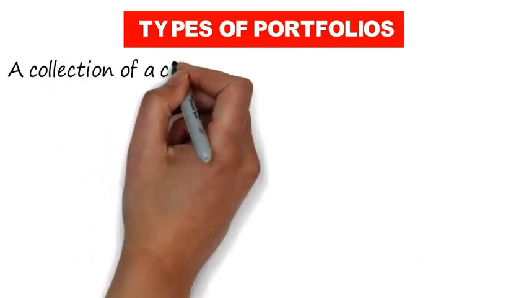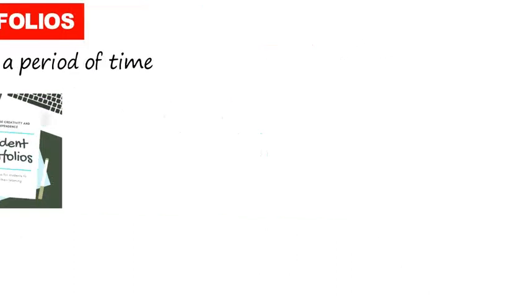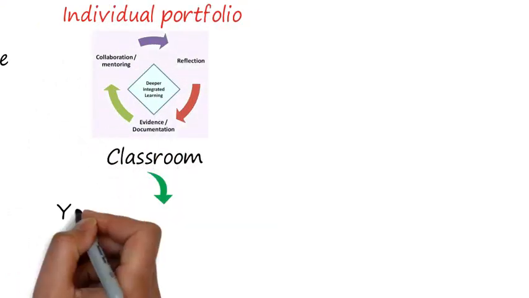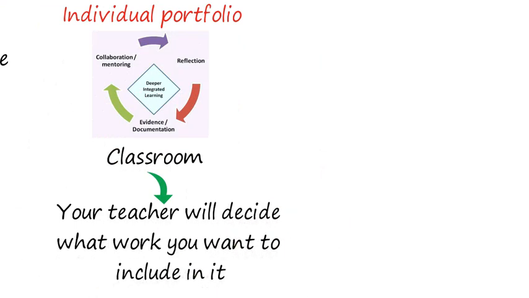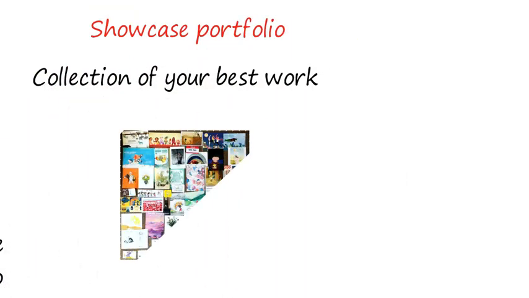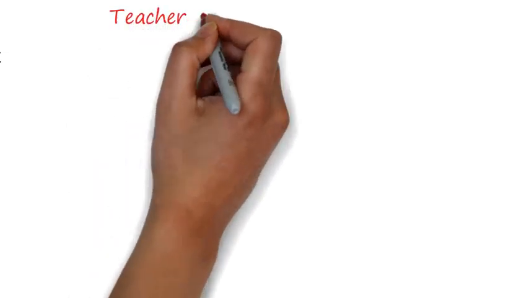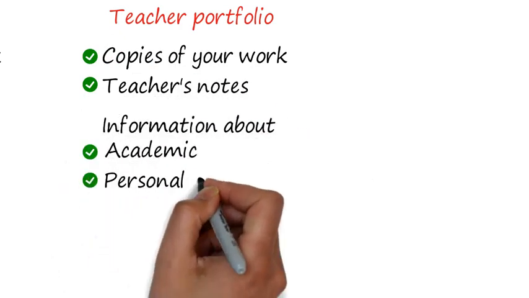Types of portfolios. A portfolio is a collection of a child's work over a period of time. There are different types of portfolios, so let me go through them with you. First off, there's something called an individual portfolio. This is kept in the classroom and you and your teacher will decide what work you want to include in it. You'll also pick out some pieces to put in your showcase portfolio, which is a collection of your best work. Your teacher will also keep a separate folder called a teacher portfolio. This will have copies of your work, your teacher's notes, and other information about your academic and personal growth.